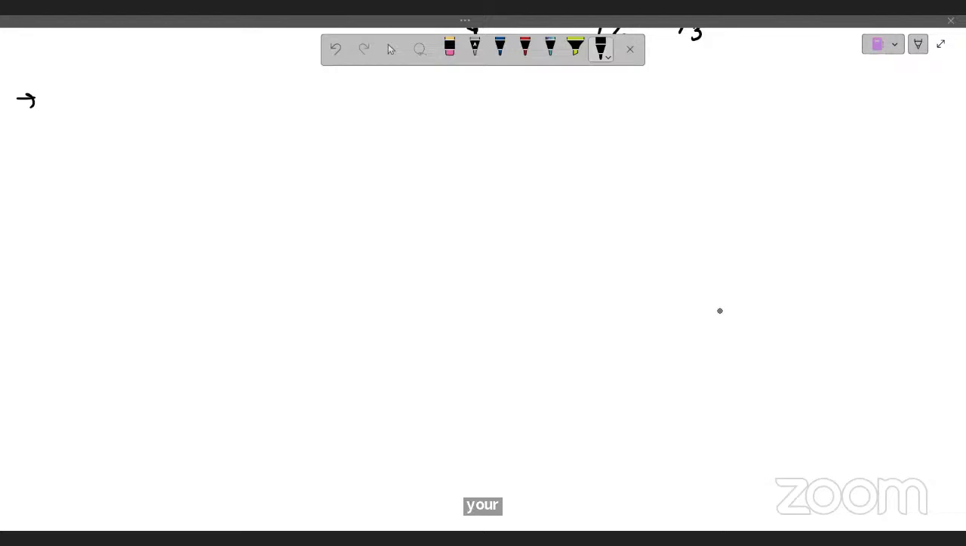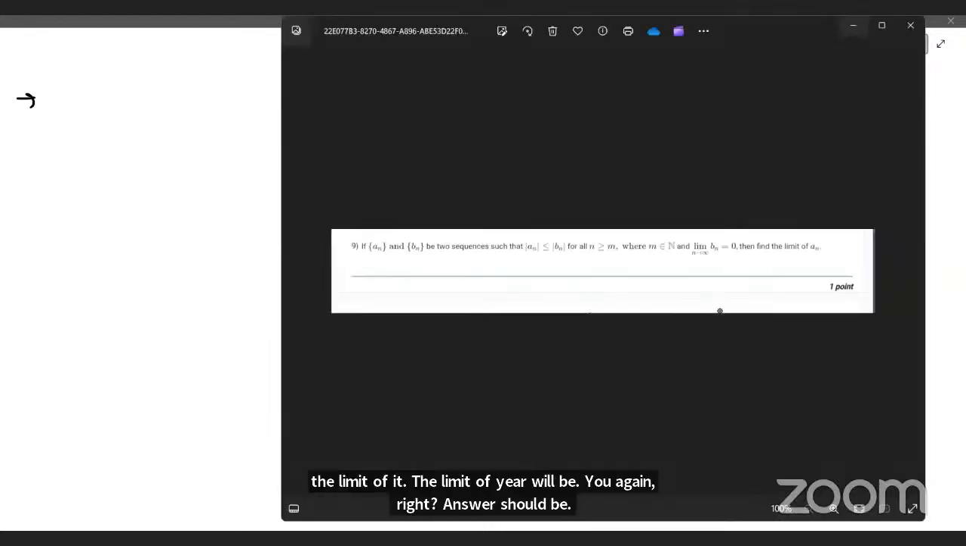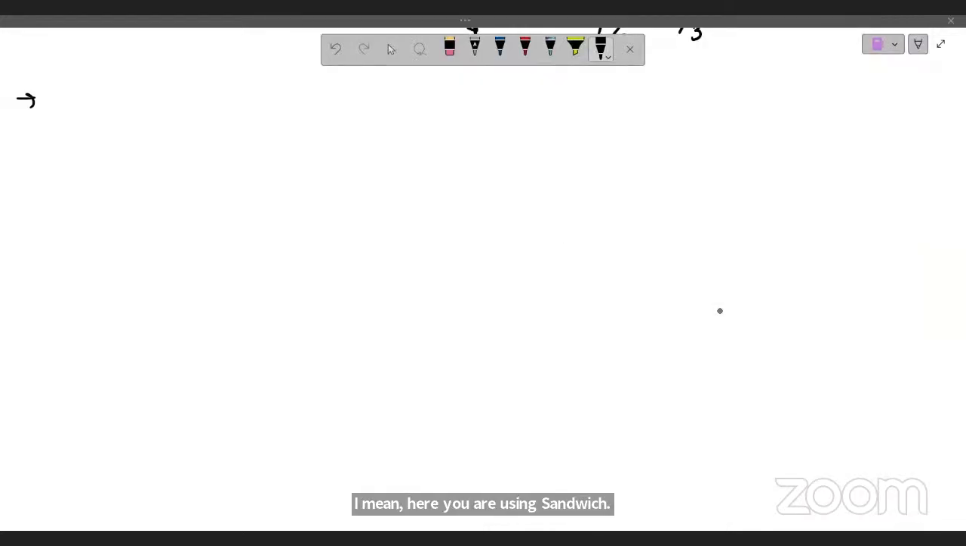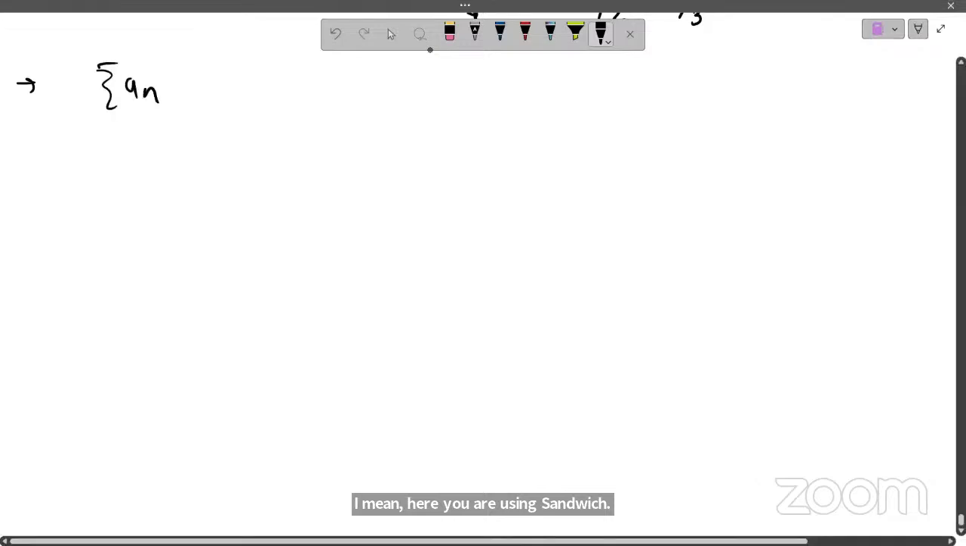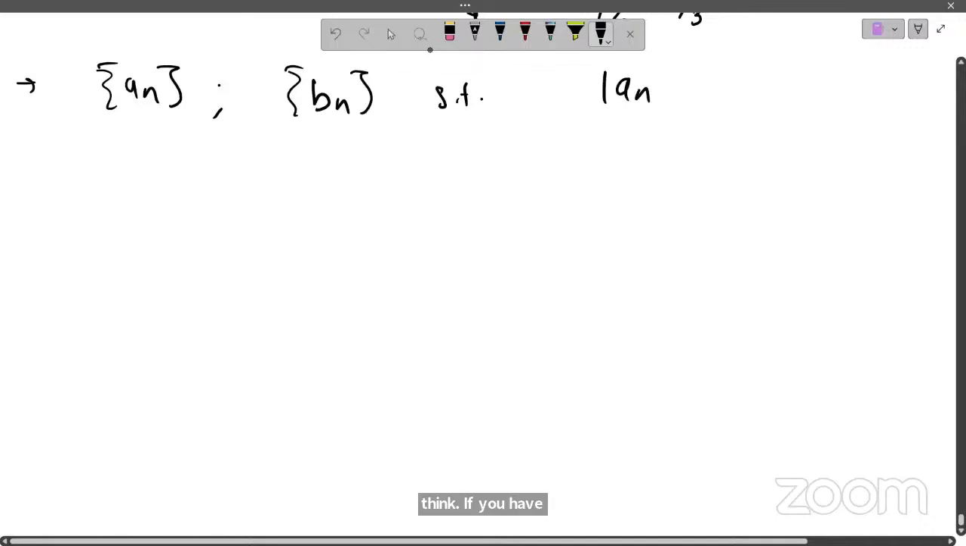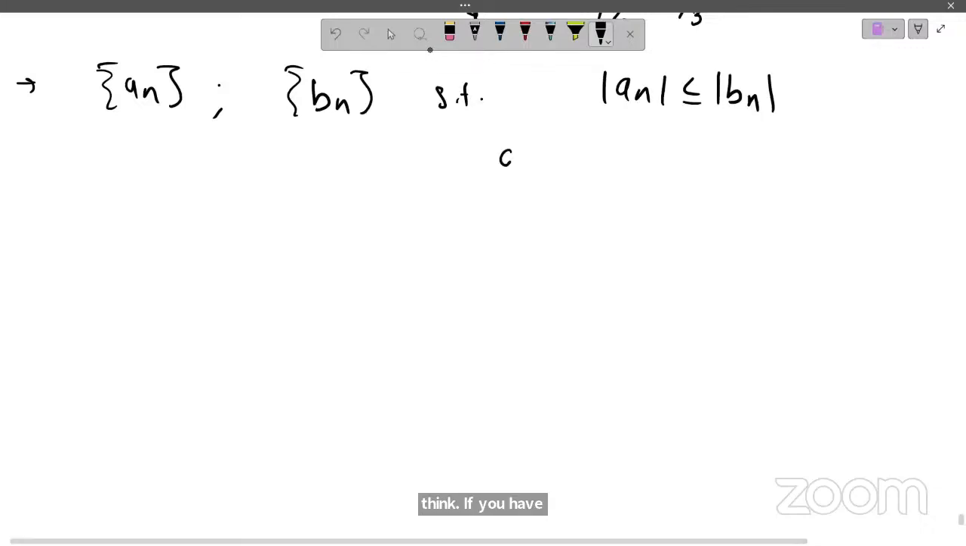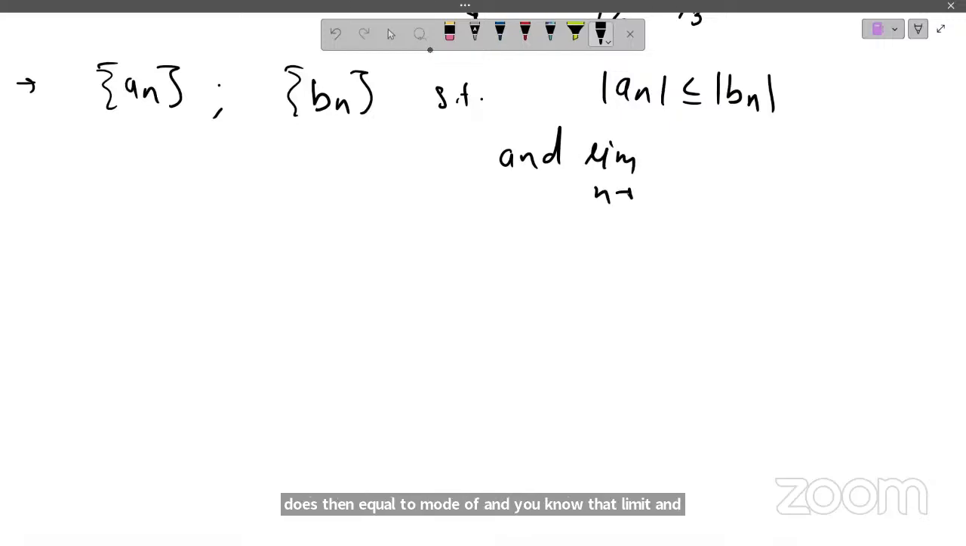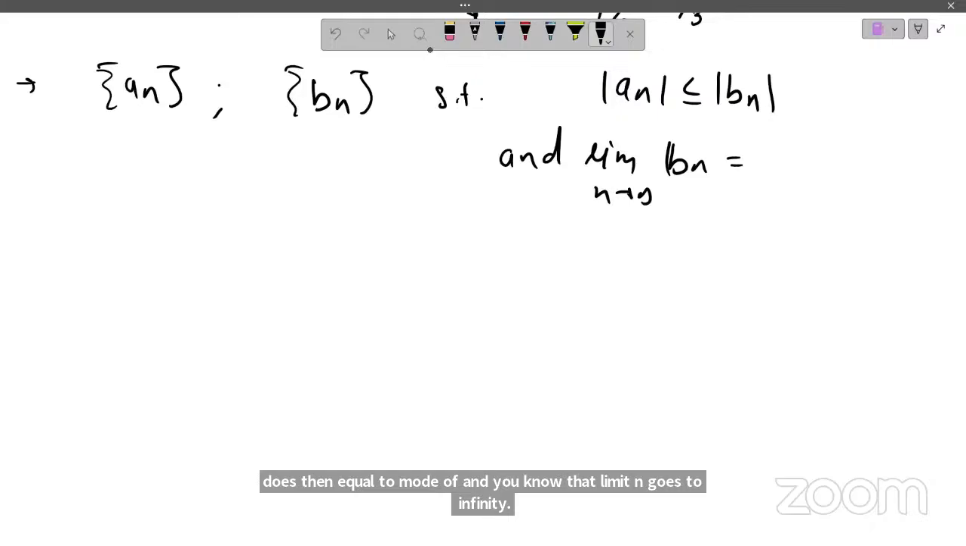This is your question. If an and bn are two sequences such that mod of an is less than or equal to mod of bn for all n greater than or equal to m, where m belongs to N, and as n goes to infinity bn goes to 0, then find the limit of an. The limit of an will be 0 again, right? The answer should be 0. I mean, here you are using the sandwich theorem somehow. Is there any other way to do this question without the sandwich theorem? Let me think. If we have an and bn such that mod of an is less than or equal to mod of bn, and you know that as n goes to infinity, mod bn goes to 0, right?